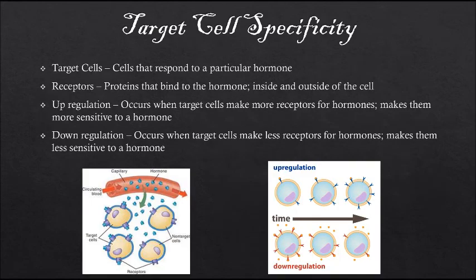There are 4 different terms that you're going to need to know for target cell specificity. First, target cells, which are cells that respond to a particular hormone. Then there are receptors, which are proteins that bind to the hormone, and they can be found inside and outside of the cell. There's also upregulation, which occurs when target cells make more receptors for those hormones, and that makes them more sensitive to a hormone. And downregulation is the opposite, which occurs when target cells make fewer receptors for hormones, and that makes them less sensitive to a hormone.